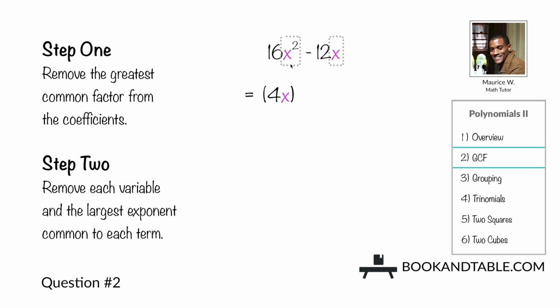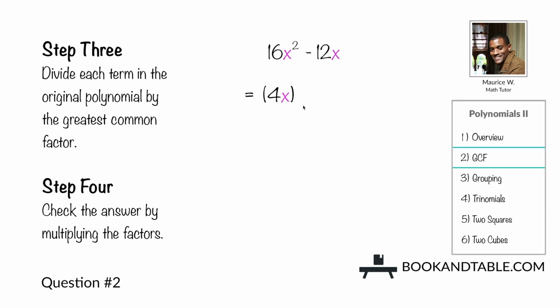We have x squared in one term and x in the other term. So the largest x would just be x. That is common to both. So the greatest common factor of 16x squared minus 12x would be 4x. And now to find the second factor, the third step is to divide each term in the original polynomial by the greatest common factor, 4x.